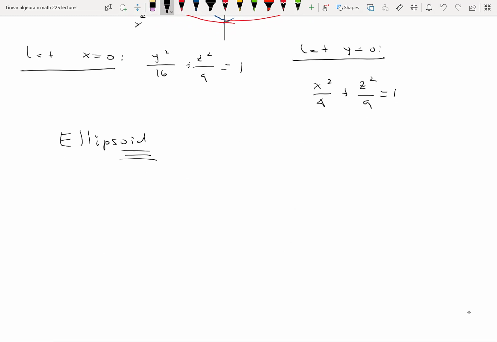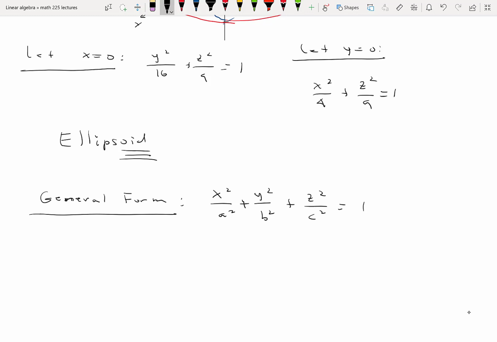Okay. General form. It's a real easy one compared to the others. The general form: x squared over a squared plus y squared over b squared plus z squared over c squared equals 1.